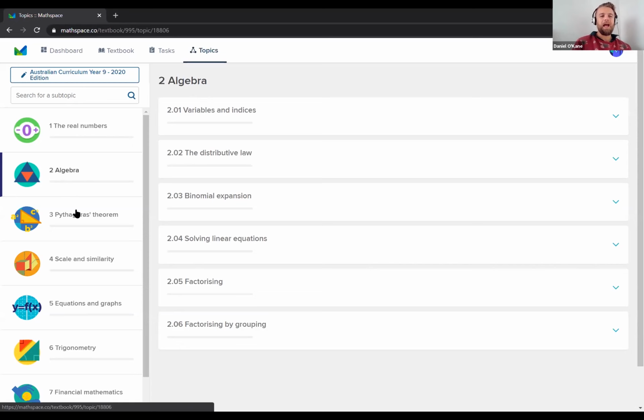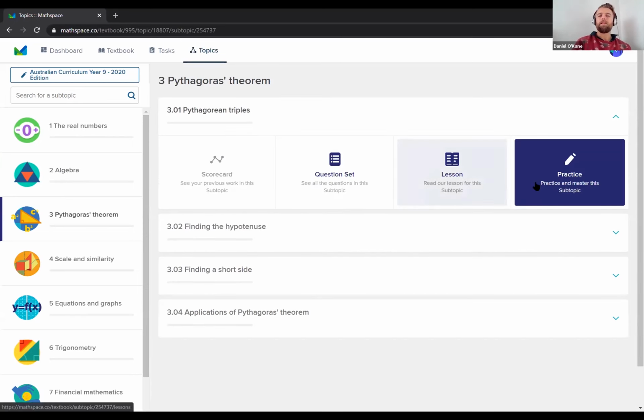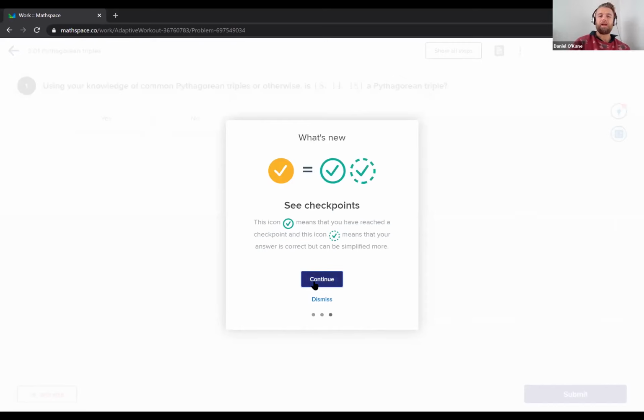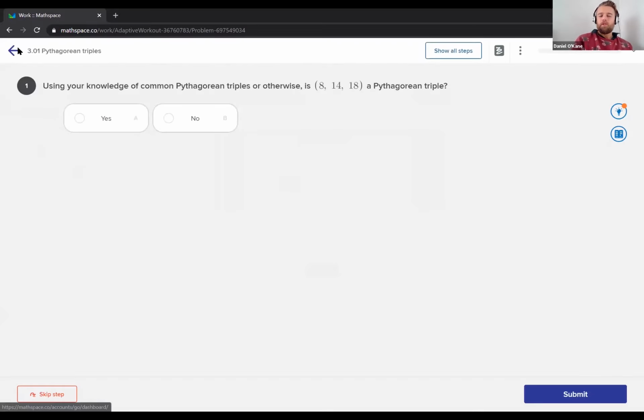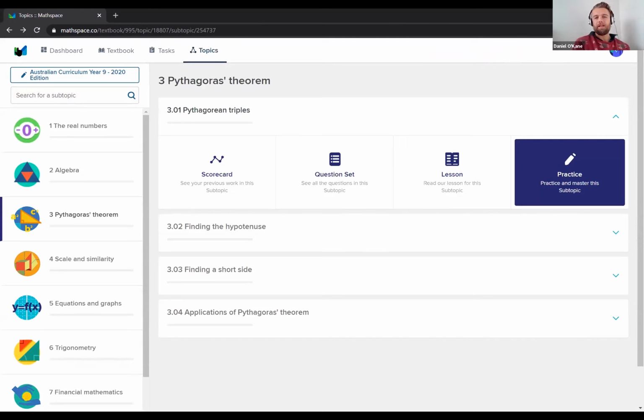After today, you'll be able to come into Pythagorean Triples, click practice, and start working on questions in Pythagorean Triples, and also in finding the hypotenuse using Pythagoras' theorem. So you can do this practice based on what you're learning here in the Mathspace Academy.